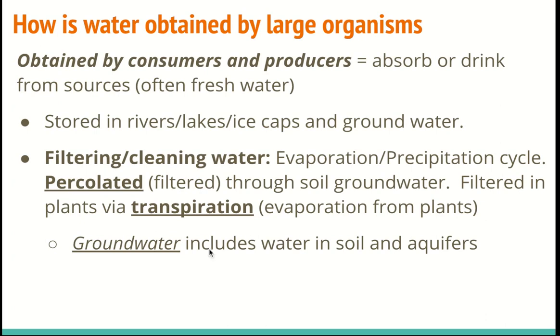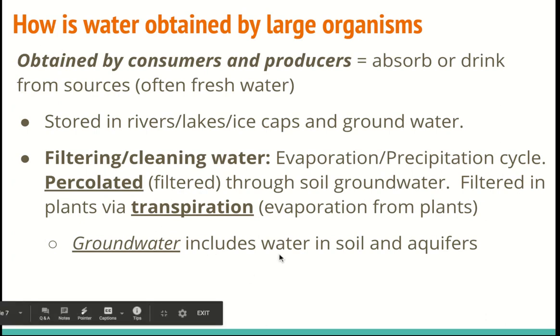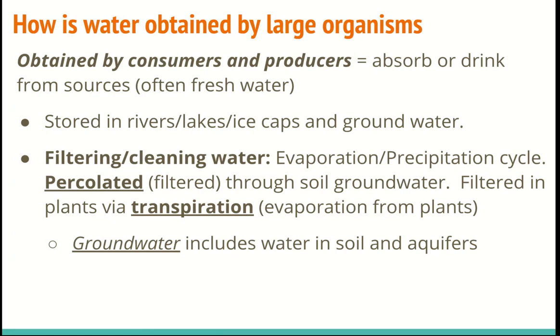So transpiration also provides a really good way of filtering the water that's on Earth as it moves through the cycles. And just a heads up, groundwater doesn't just include the water in the soil, but anything in the ground, which includes the aquifers that are below the soil, because even though it's kind of a river or lake below the soil, it's still the ground. So groundwater includes not just the water in the soil, but also those aquifers beneath it.